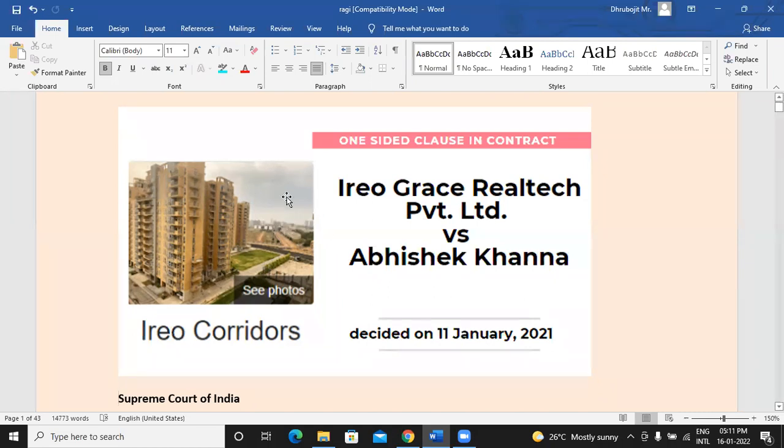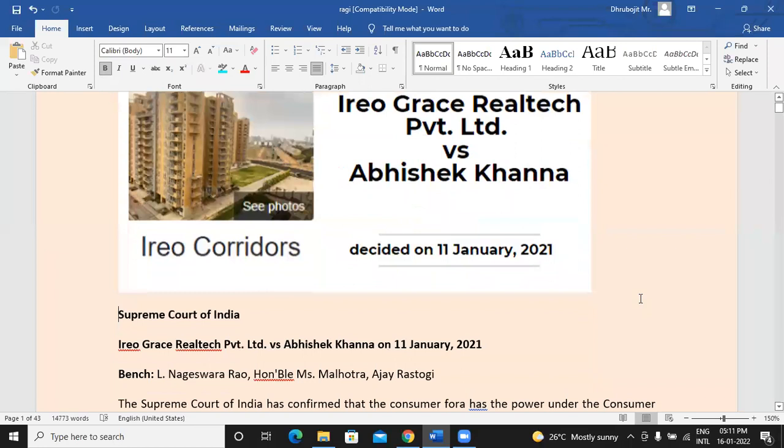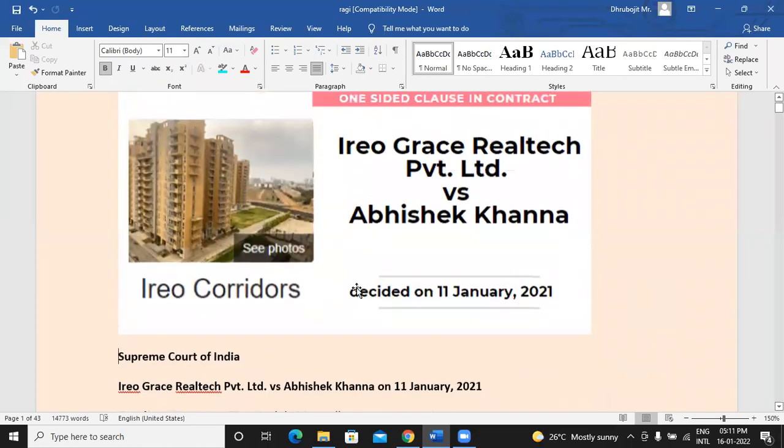Once they got the permission and everything, they started with promotions everywhere. They were promoting that we are constructing these 2 BHK, 3 BHK and so on. During that process, Abhishek Khanna came across this promotion and came to visit the flat, and he really liked it. So he thought, okay, I will buy one of these apartments. He bought a plot over there, and some advance amount had to be paid, so he made the advance payment as well.